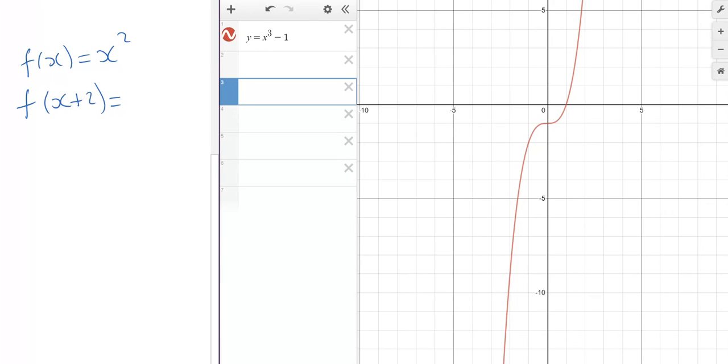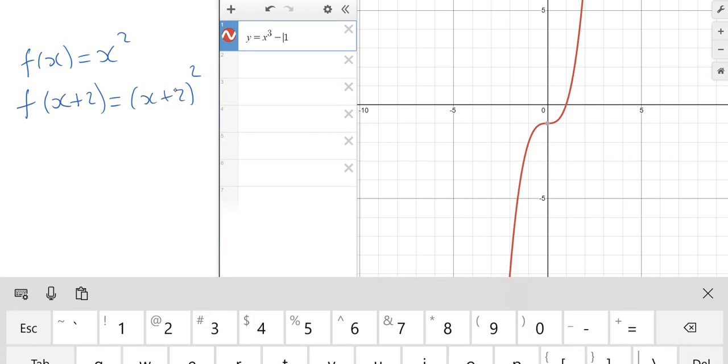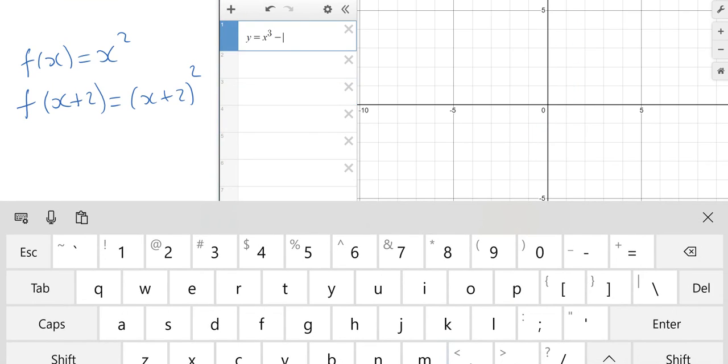Now, algebraically, it's very easy, of course, because if f acts on x to get x squared, then f acts on x plus 2 is going to be x plus 2 squared, right? So let's go back to these functions, and we know exactly what this looks like. There's my x squared again. You can see it clearly there, look, okay?